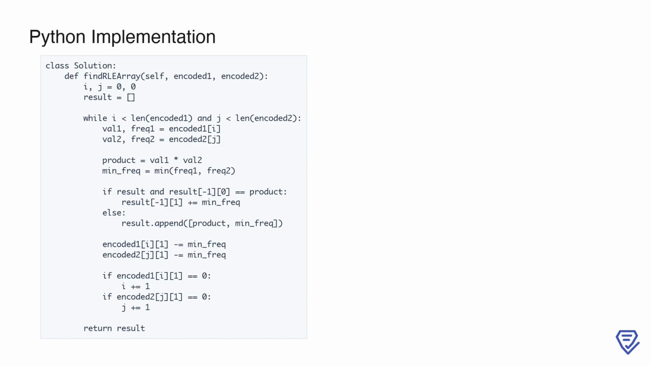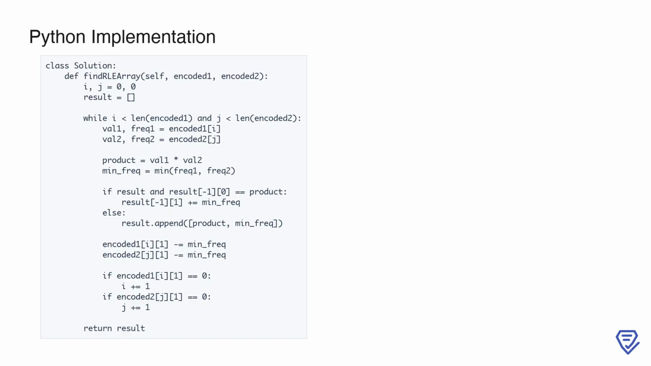This Python implementation solves LeetCode problem number 1868, Product of Two Run-Length Encoded Arrays. The function findRLE computes the element-wise product of two run-length encoded arrays without fully expanding them. First, we initialize two pointers, i and j, to traverse through encoded 1 and encoded 2, respectively. We also initialize an empty list result to store the final run-length encoded product array. The algorithm processes the arrays using a while loop that continues until one of the arrays is exhausted. Inside the loop, it extracts the current value, val1 and val2, and frequency, frequency1 and frequency2, from both encoded arrays.